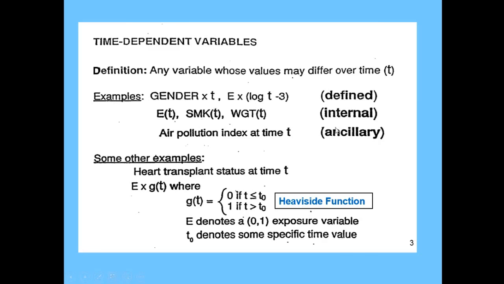Whereas an internal or ancillary time-dependent variable is one where you don't know what the values are going to be. They could be different for different people. For a given person, their exposure status may change over time, depending on their own internal or ancillary experience. I also mentioned something called the Heaviside function, which we'll look at today in terms of how it works. Heaviside is spelled with an I, not a Y.